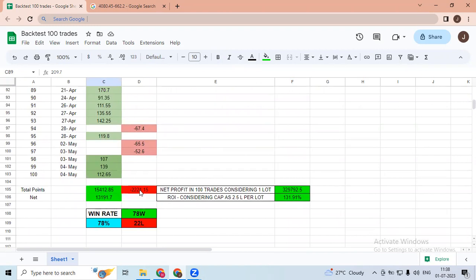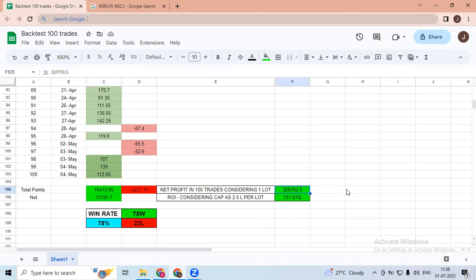Now, after all this, I simply did a calculation of the total profit and the total losses we made. We nearly captured 15,412 points in profit. We lost 2,221.15 points in loss, and the net profit comes up around 13,191.7 points.